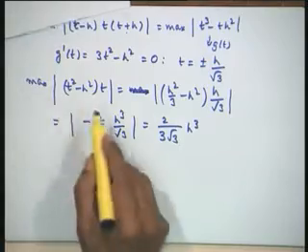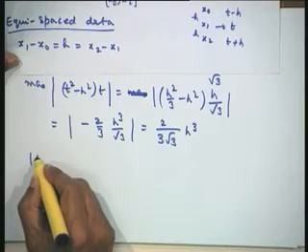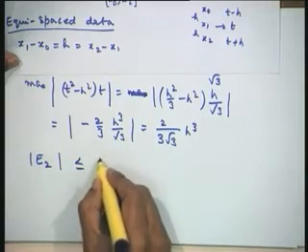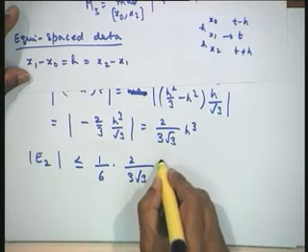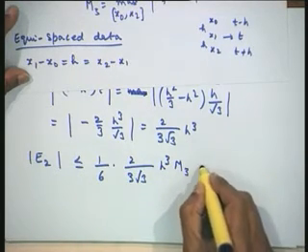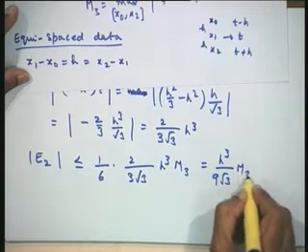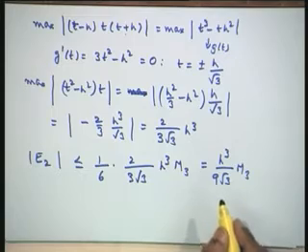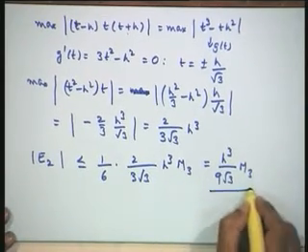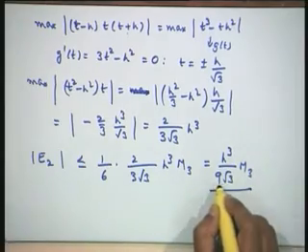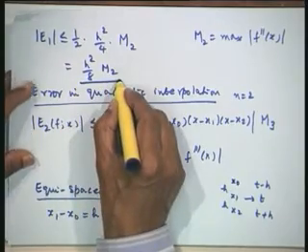Once I get this maximum, I can substitute in this and get the error. Therefore the error would be less than or equal to 1 upon factorial 3, that is 1 upon 6, into 2 upon 3 root 3 h cubed into M3, which is equal to h cubed by 9 root 3 M3. Therefore this is the error of interpolation in quadratic interpolation if the data is equispaced, whereas for linear interpolation, equispaced or not, there is the earlier error of approximation.